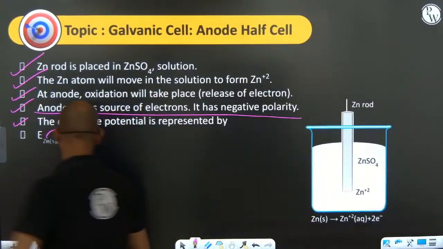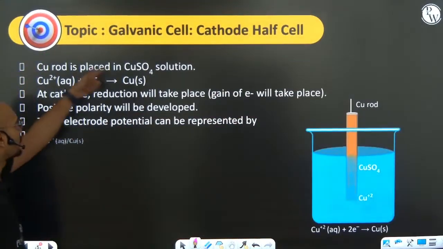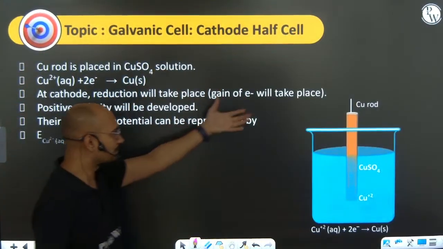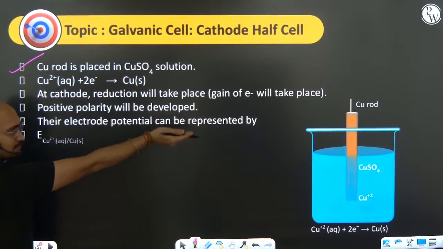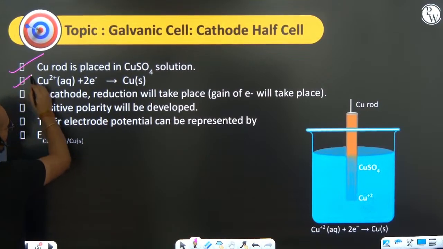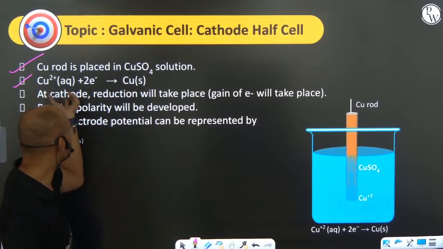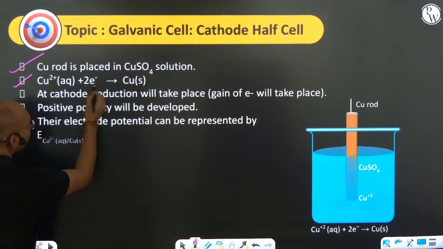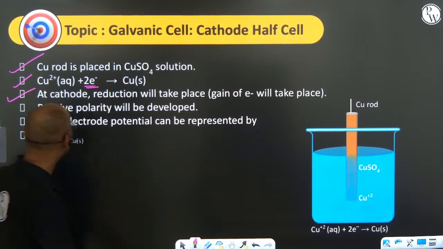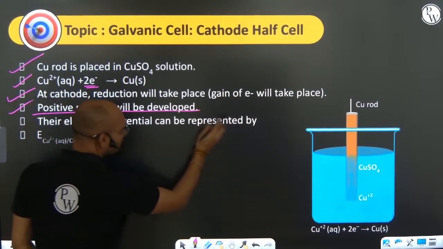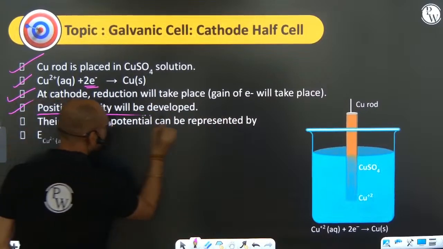Next, we are going to talk about the galvanic cell, that is, the cathode half cell. In the cathode half cell, we all know that reduction takes place. Here copper is taken as the copper cathode, and Cu2+ converts into Cu by taking electrons. At the cathode, reduction takes place, that is, gain of electrons. Then positive polarity will be developed.